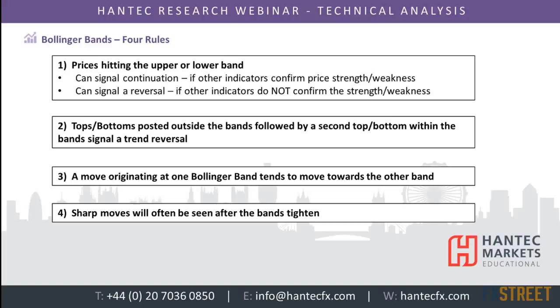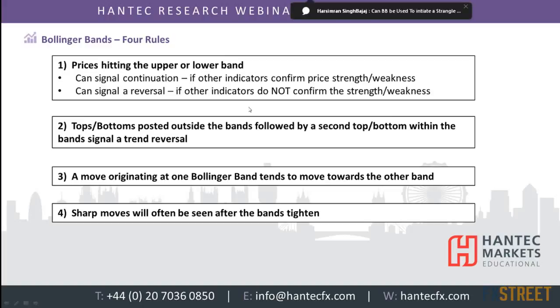Now, this is important because it only comes into play when you're trading in a sideways trend or no strong trend. So this is basically the concept where you play the range, and you use the Bollinger Bands to play the range. And as I said, no strong trend in place is the only way you can really confidently play that trade. And finally, sharp moves will often be seen after the bands tighten, and that is the third concept that I will look at, which is to do with breakouts.